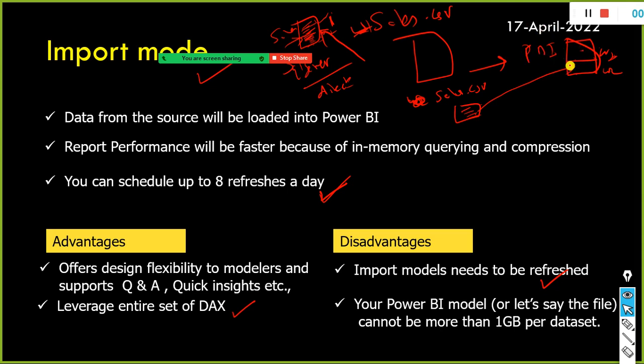So how will the Power BI report know that second week data is also available? In that case, you need to explicitly schedule a refresh. Whereas in direct mode, Power BI is not storing it locally. It is directly connecting to the source, hence it will get up-to-date data automatically. You don't have to do any scheduling.